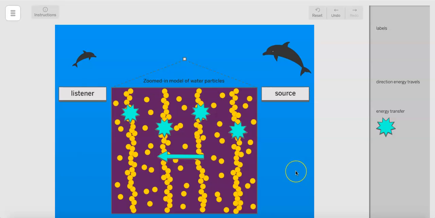Some of our questions when we completed our work the other day asked, we noticed the pattern happening, but why? Why are the particles lining up in this formation? And this is why. The particles need to collide with one another in order for energy to be transferred, in order for the sound to go from the source to the listener.